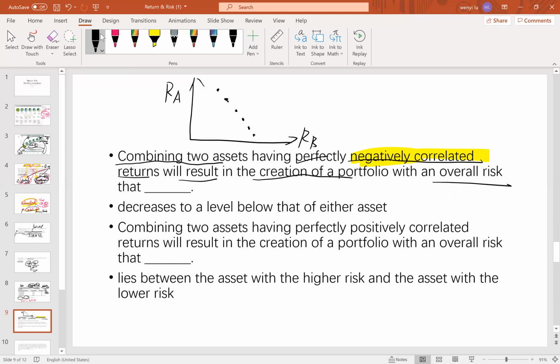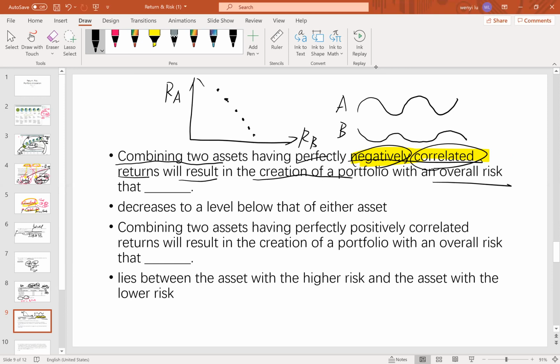So when A is increasing, B will be decreasing. That's called negatively correlated. Or you can see that A is moving this way, for example, and B will show this way. So it's always opposite.